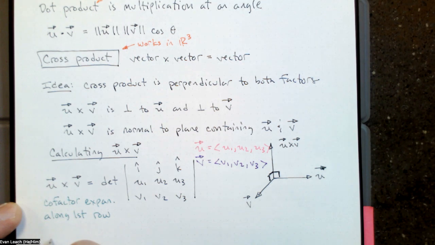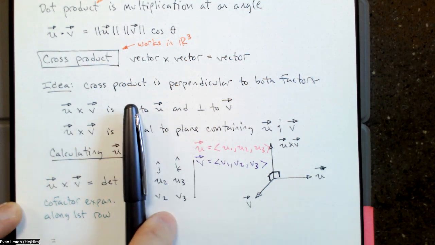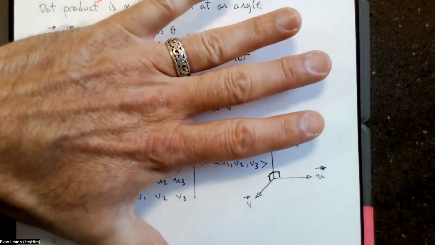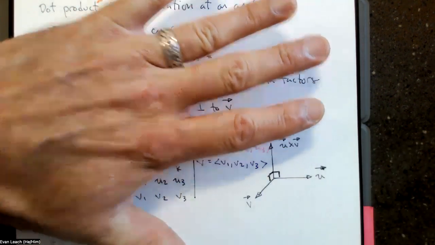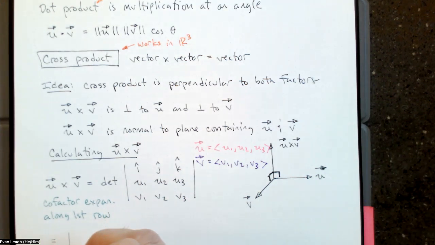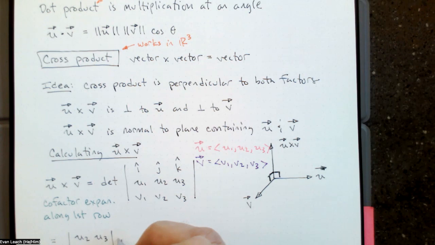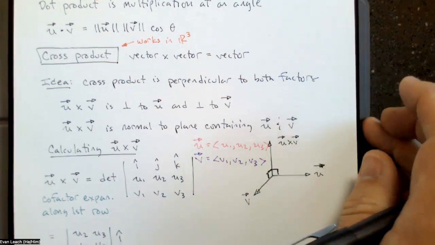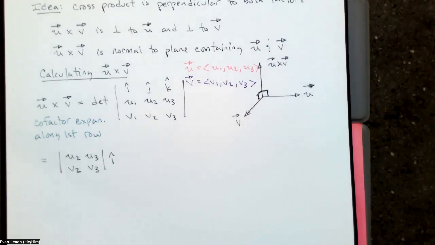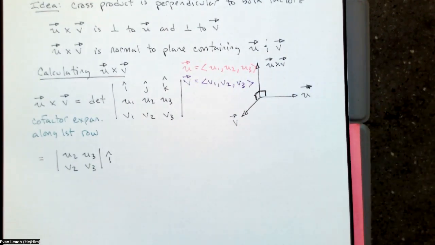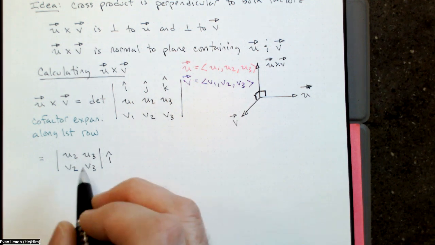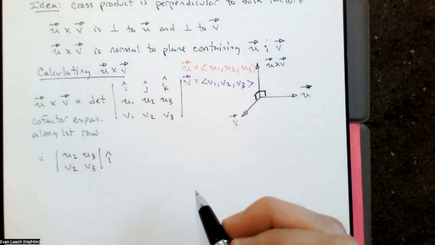This determinant will be, if we take out the column and the row containing I, the determinant of U2, U3, V2, V3. So I want the determinant of U2, U3, V2, V3. We take out the row and column, and whatever's left is the cofactor. So this is the cofactor for this first row, first column.